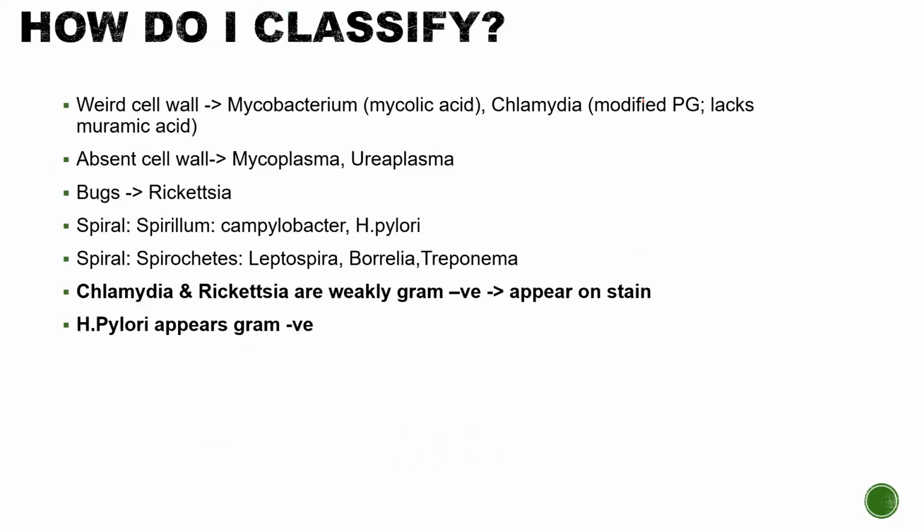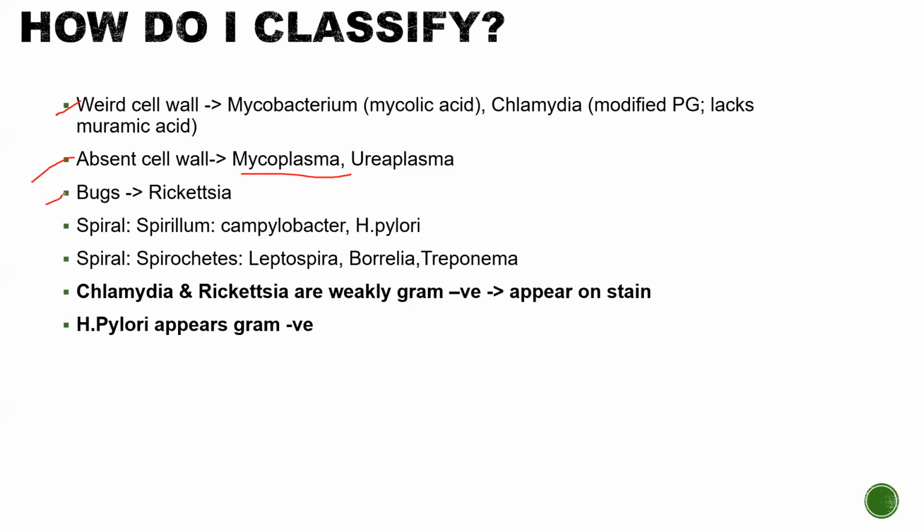The way I like to classify them, to remember them, is I put them into the ones that have a weird cell wall, like Mycobacterium, which has mycolic acid, and Chlamydia, which actually lacks muramic acid. Because these have altered cell walls, they're not the usual peptidoglycan cell wall that we have. They don't pick up the normal gram stain that we use. The ones with an absent cell wall are basically Mycoplasma. Ureaplasma is a type of Mycoplasma. These don't even have a cell wall in the first place, that's why they do not pick up on the gram stain.